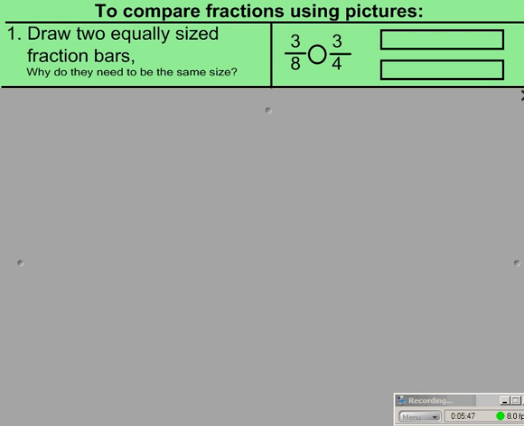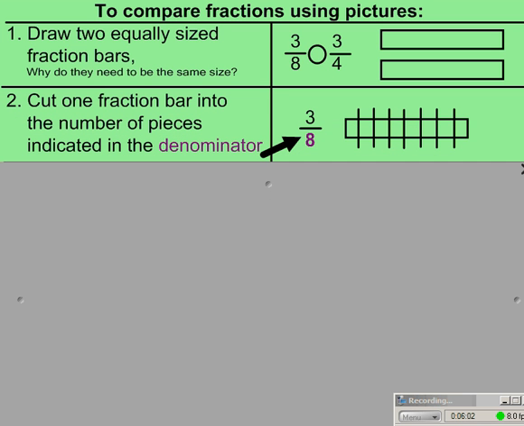All right, so we're going to compare here 3/8 and 3/4. We start by drawing two equally sized fraction bars, and we talked about why they need to be equal. If one was bigger, when we shade it, we are not going to be able to do a comparison. So let's take the first bar. We're going to divide it into the number of pieces in the denominator, which is 8. So here you can say we divided it into 8 spots. There's 1, 2, 3, 4, 5, 6, 7, 8. So we've divided out our first fraction.